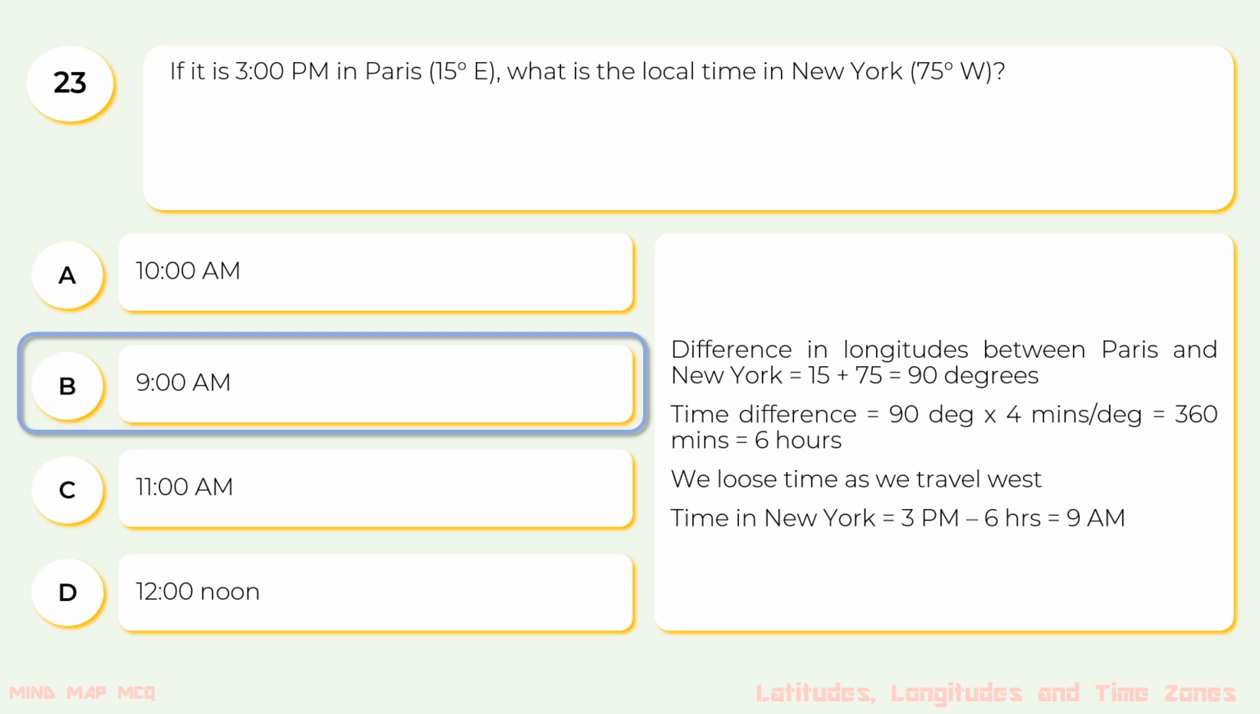So now the time difference becomes 90 degrees into 4, which equals 360 minutes or 6 hours. Now since New York is to the west of Paris, we lose time as we travel west. So time in New York would be 3 p.m. minus 6 hours, which equals 9 a.m.